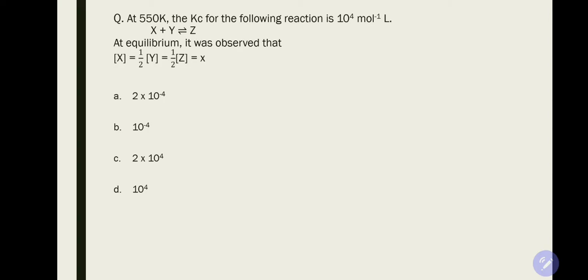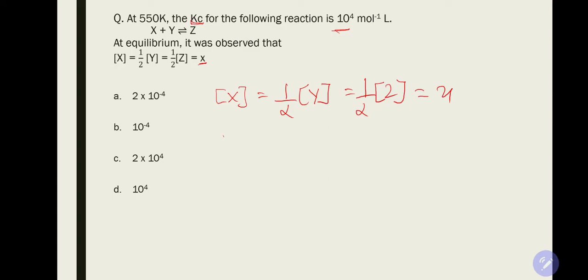Now, over here, you can see that they have given the value of Kc. So they have provided you with the value of Kc, and you have to find basically what is the value of x. So how to solve this question? Let us write the equation they have given to you, that is the concentration of X is equal to half the concentration of Y, which is equal to half the concentration of Z, which is equal to x, right?